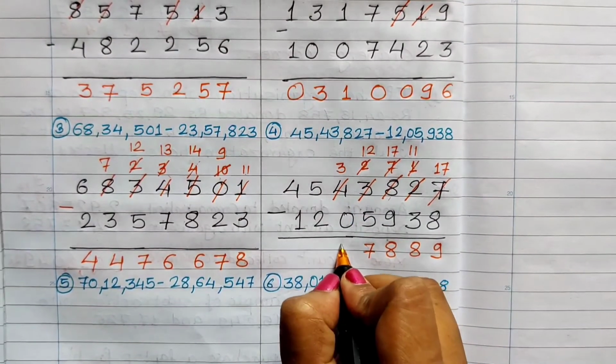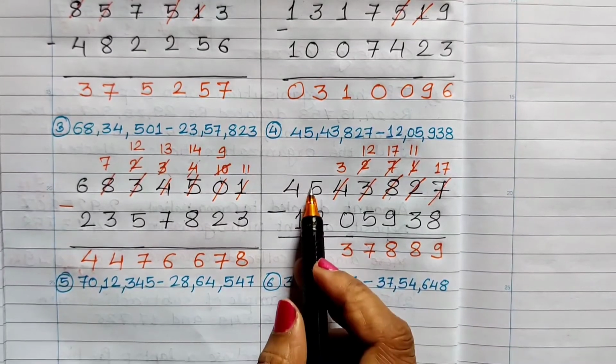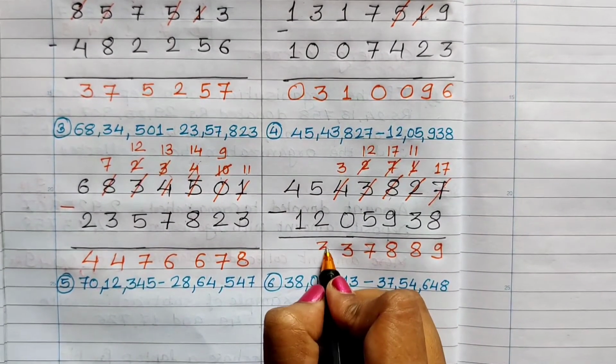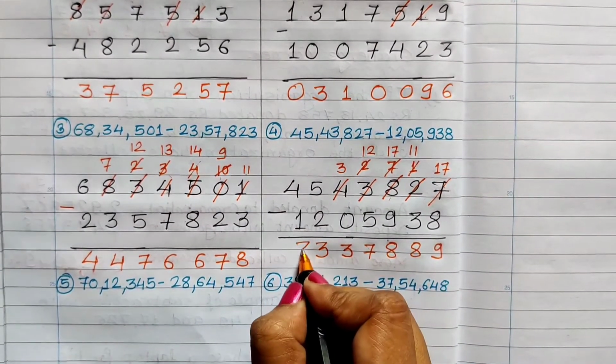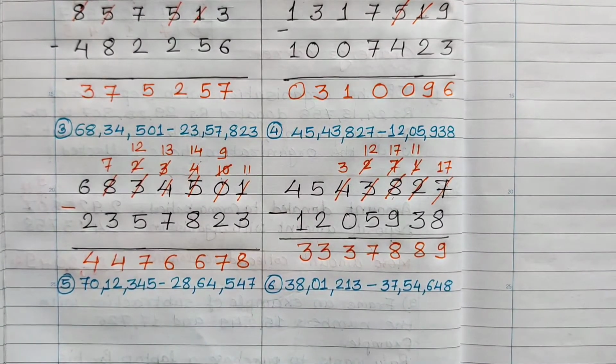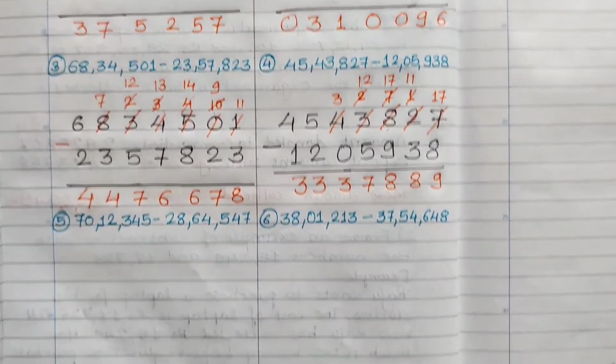3 minus 0 is 3. We can do it. 5 minus 2 is 3. We can do it. 4 minus 1 is 3. We can do it. So in this way solve it. Next sum.